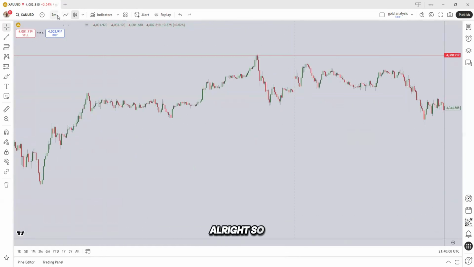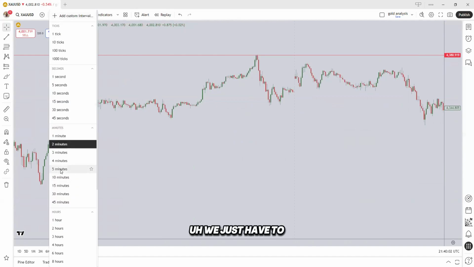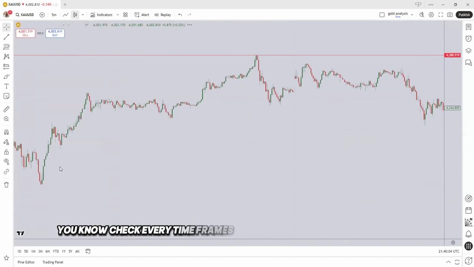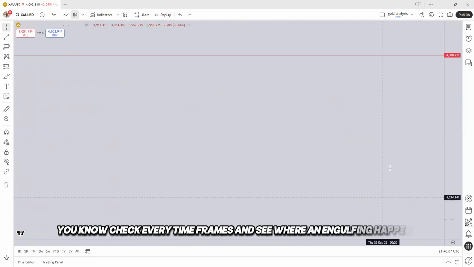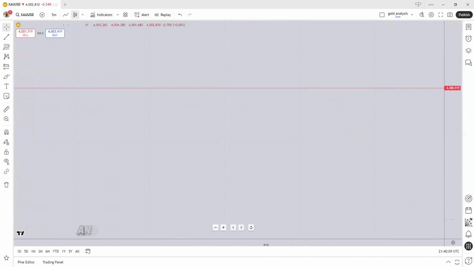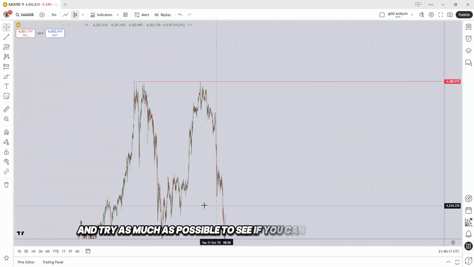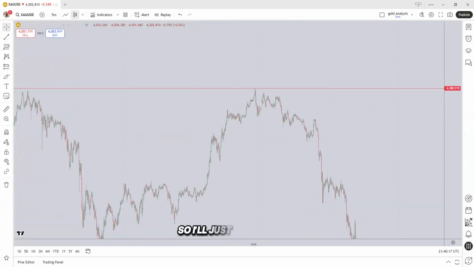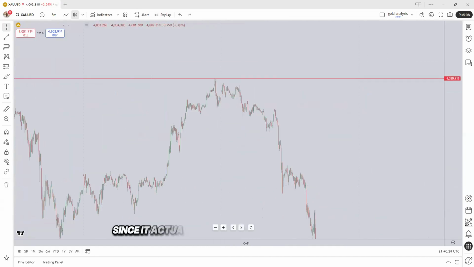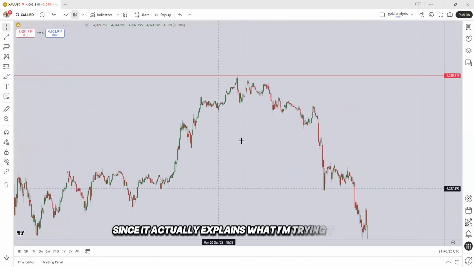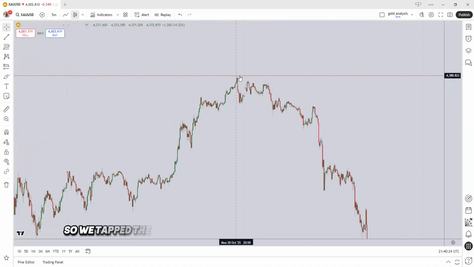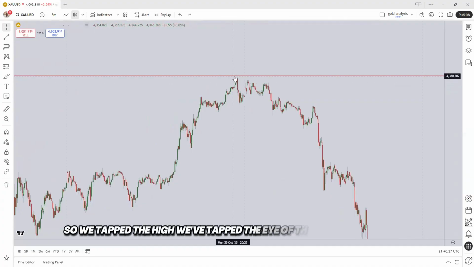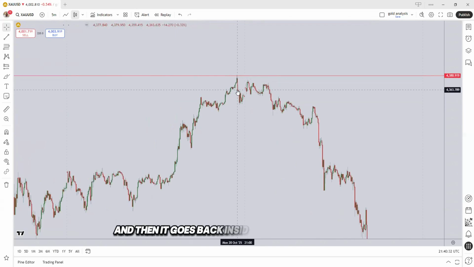All right, so we just have to check every time frame and see where an engulfing happens, and try as much as possible to see if you can minimize your risk. That's actually important as well. So I'll just go with this since it explains what I'm trying to say. We tapped the high of the previous day, right? And then it goes back inside of the new day, right? This is the new day.